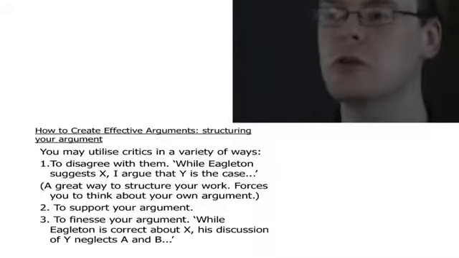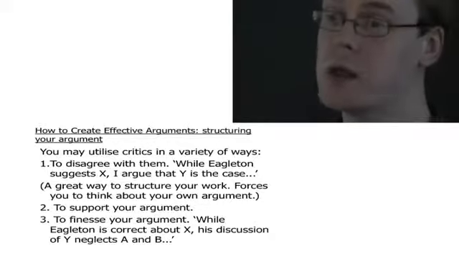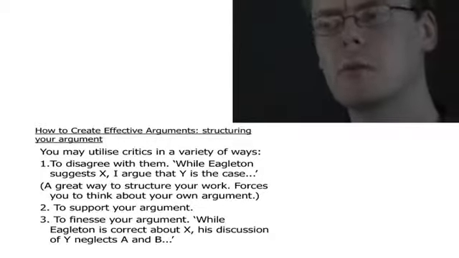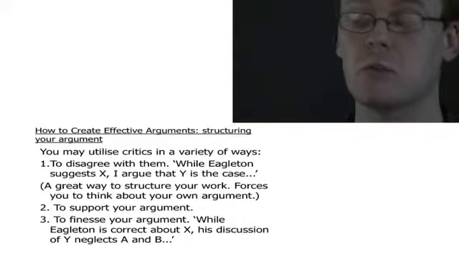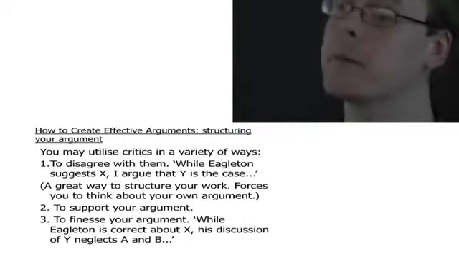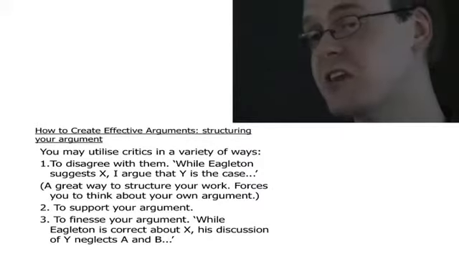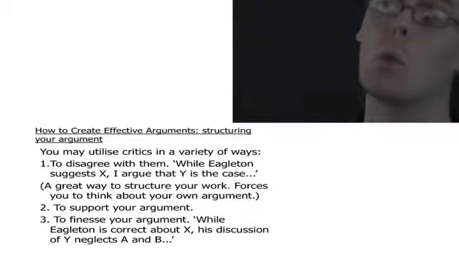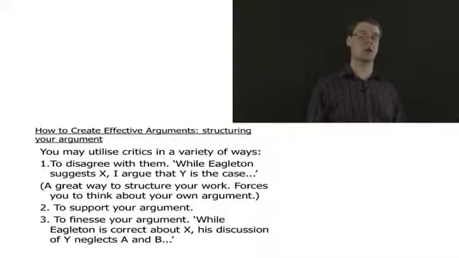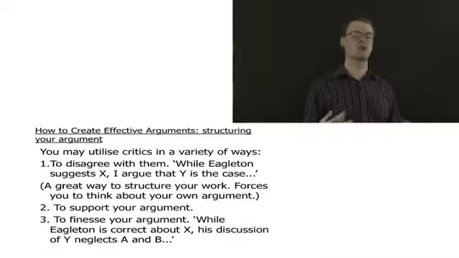Okay, and you can use critics in a variety of ways, okay? The first way that you might want to use critics, as I've already suggested, is potentially to disagree with them. Okay, so an example would be, while Eagleton suggests X, I argue that Y is the case. Okay, so you're using Eagleton as a kind of sounding board to go against, if that makes sense. So this is a very good way to structure your argument, as I've already suggested.